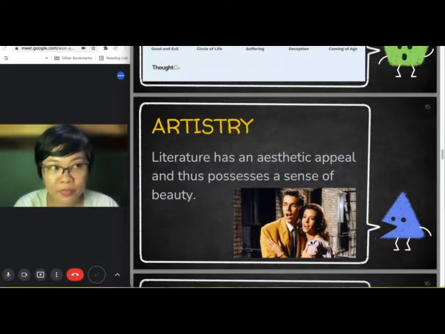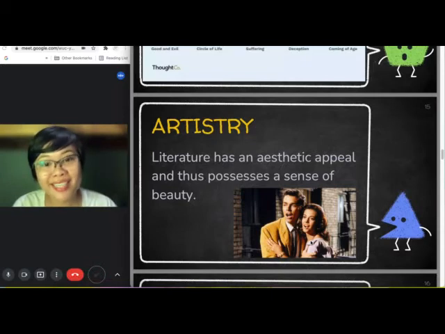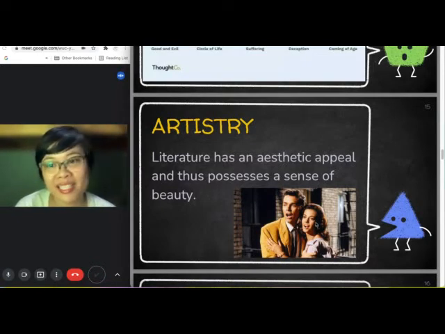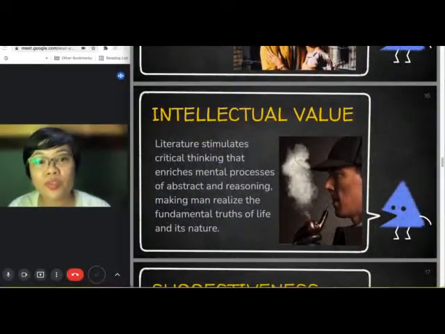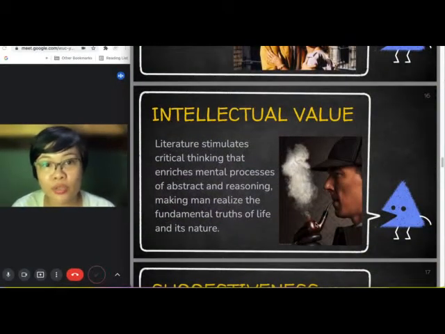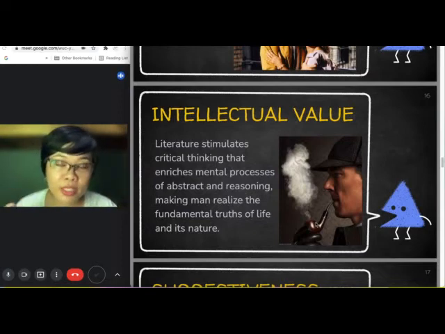In late 2021, the new version of West Side Story is going to open in theaters, and this time it's directed by Steven Spielberg, so it's gonna be great. This one is the original version, which was released in the 1950s. Okay, so the third standard is intellectual value. Literature stimulates critical thinking. It enriches our mental processes.